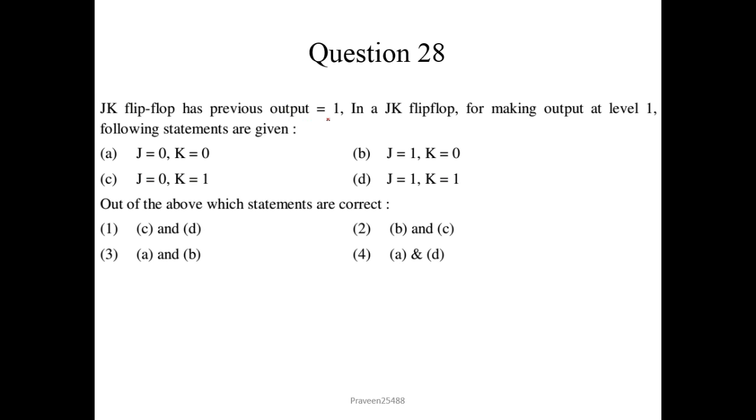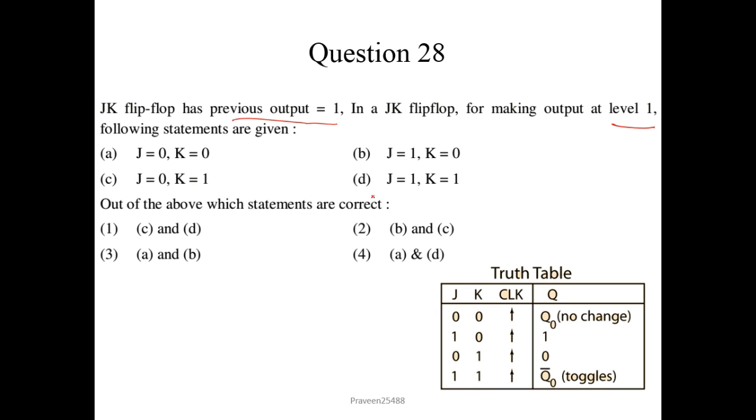JK flip-flop has previous output 1. Previous output is 1 in a JK flip-flop. For making output at level 1, following statements are given. So I'd like to show you the truth table of JK flip-flop. So question is that previous is 1 and in the next state should be 1. So when JK input is 0 0, there is no change in the state. It remains 1. So A is the correct. J and K should be 0.